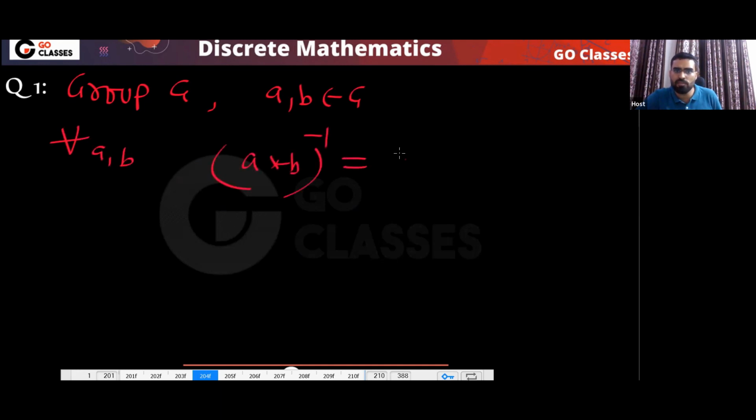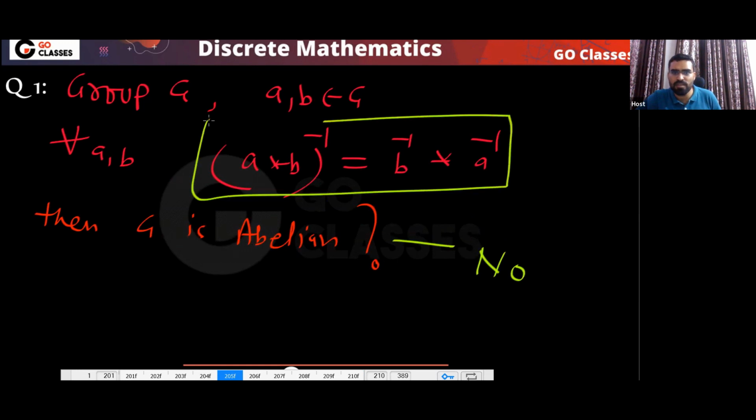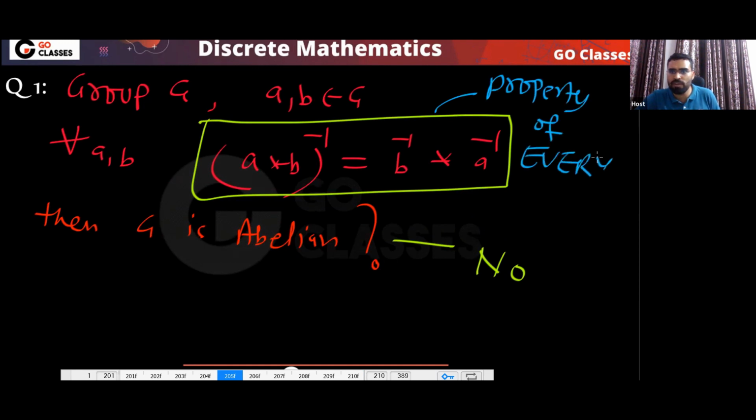If you have a group G, and let's assume this happens for all A, B: (A star B) inverse is equal to B inverse A inverse. Then can I say G is abelian? The answer is no. This will happen in every group. This is a property of every group.